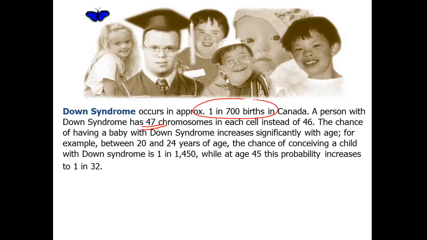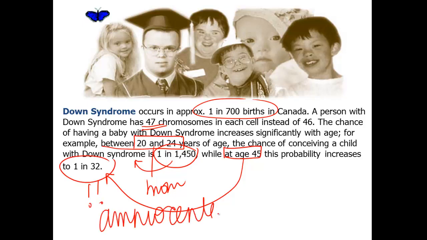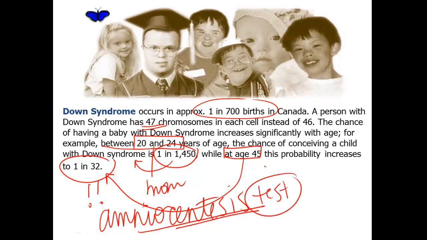And this isn't very common in young mothers. Between 20 and 24 years of age, it's only a chance of 1 in 1,450. But when you get older, over the age of 40, your chances get much higher of having a child with Down syndrome. And so usually you get sent, in this case, to have an amniocentesis check. So it's a test they do. They take some amniotic fluid out of your womb and check it for the chromosome disorder.